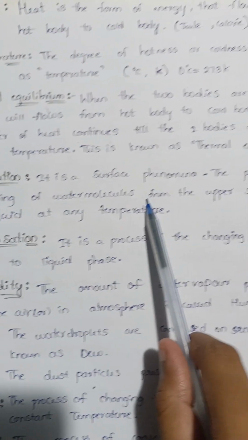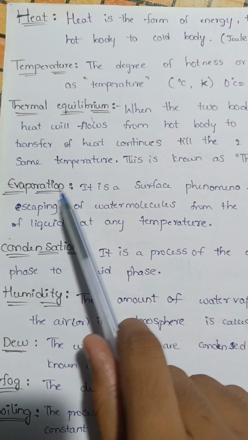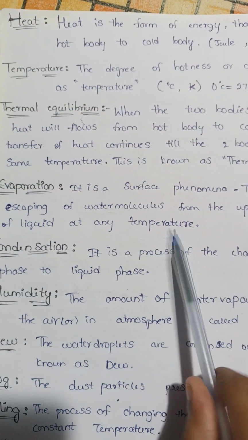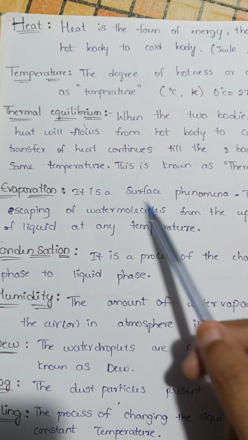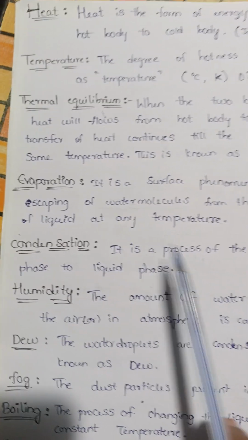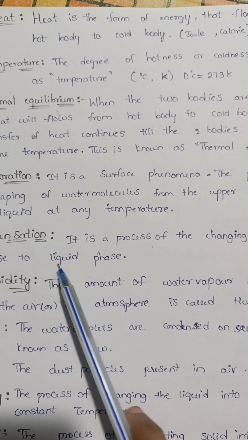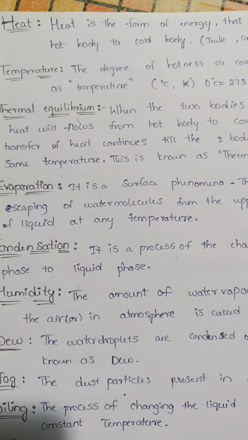Evaporation is the process of escaping of water molecules from the upper surface of a liquid at any temperature. So evaporation doesn't depend upon the temperature, it only depends upon the surface area. Next, condensation. We already know it is the process of changing from gas state to liquid state. The process of conversion of gas phase into liquid phase is known as condensation.